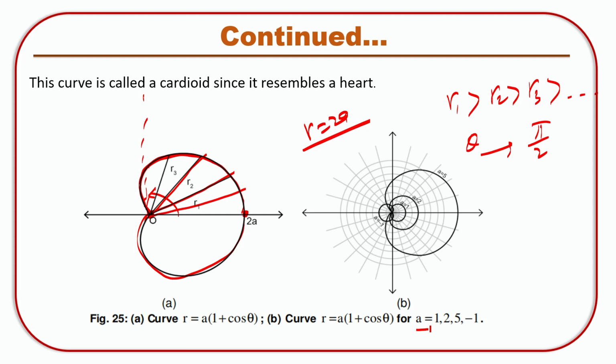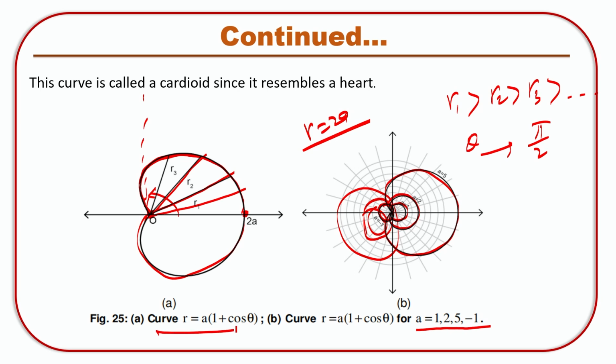So here we have A equal to 1, 2, 5 and minus 1. For minus 1, as you can see, it changes direction to the left-hand side, and for A equal to 1 it is here. As you increase, A equal to 2 is here and A equal to 5 is the bigger one. Similarly, you will have A equal to minus 1, minus 2 here, minus 5 here, and so on.